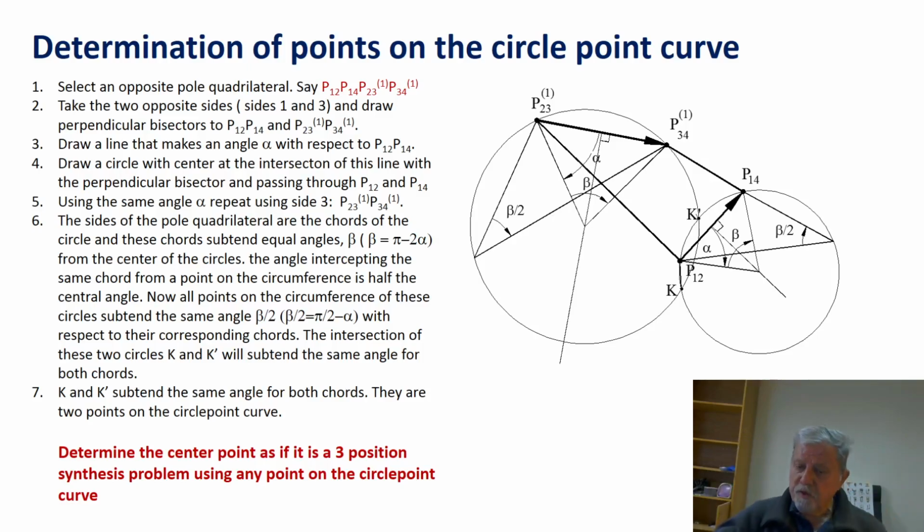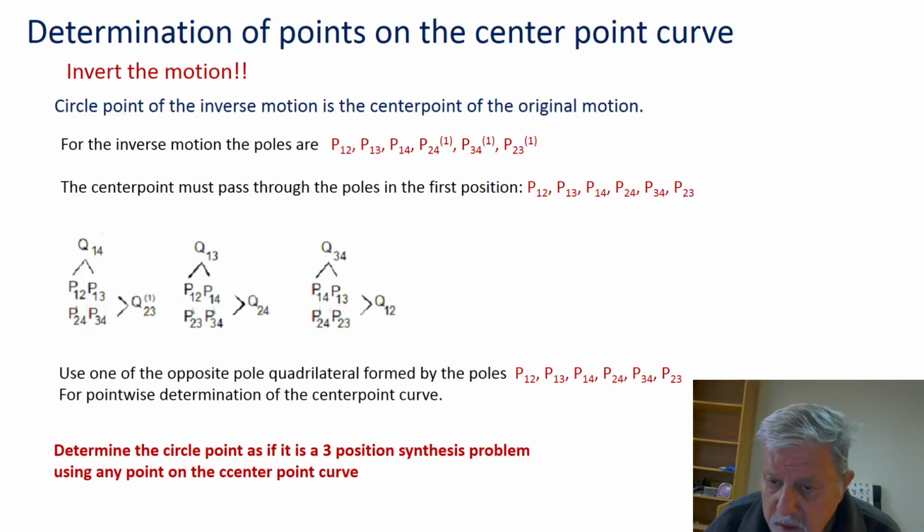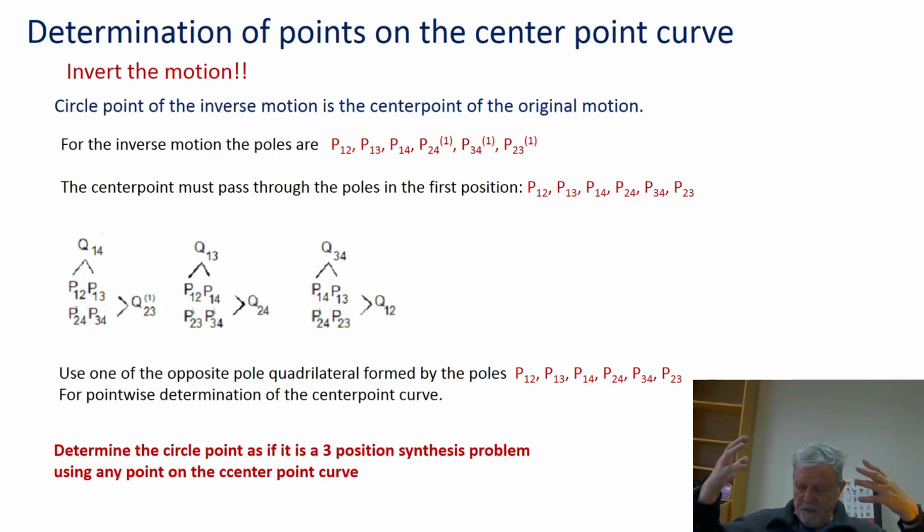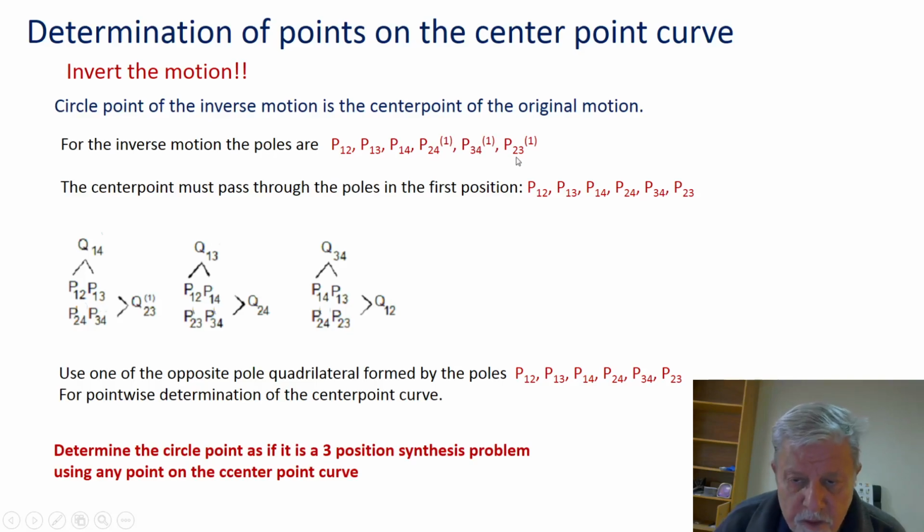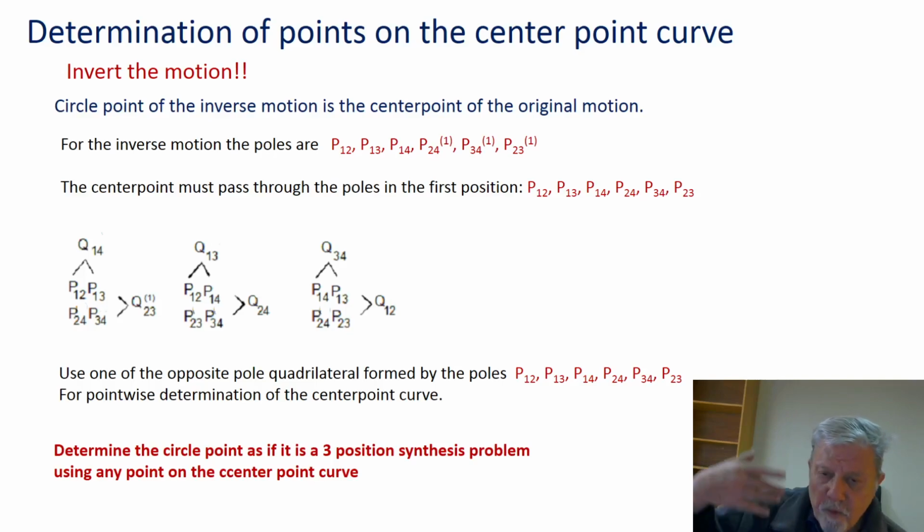If you want to draw the center point curve, you invert the motion. For the circle point, you have to use the poles P12, P13, P14, P24(1), P34(1), P23(1). For the center point, you use P12, P13, P14, P24, P34, and P23 directly. Since you have inverted the motion, what is the image pole becomes the pole. So you use that.